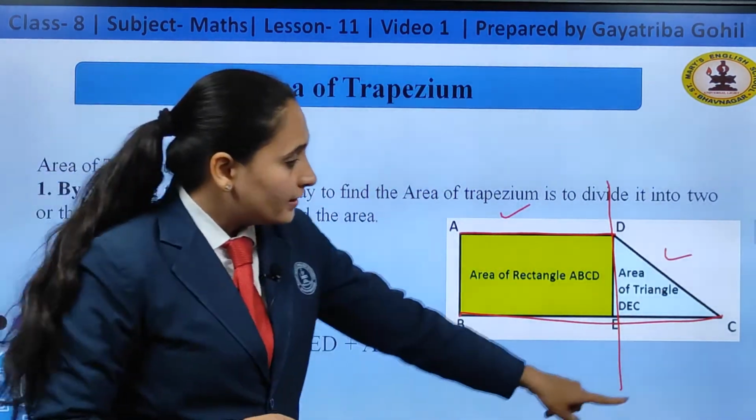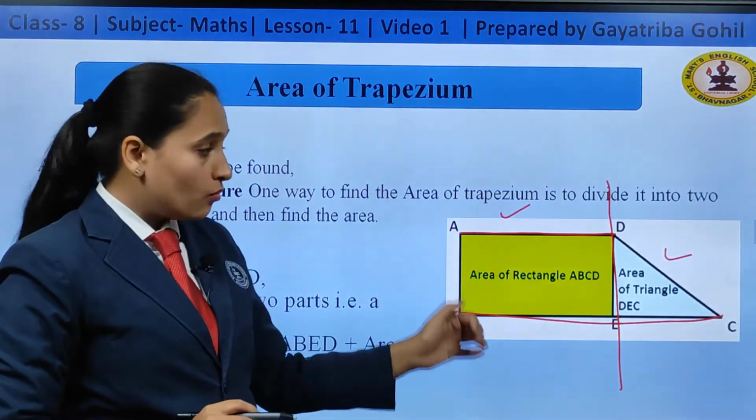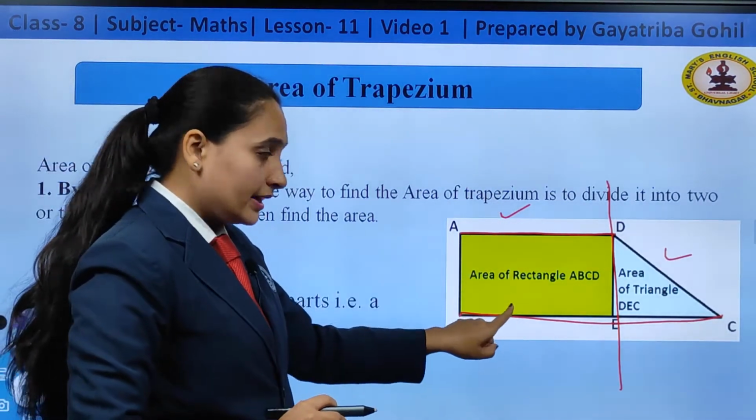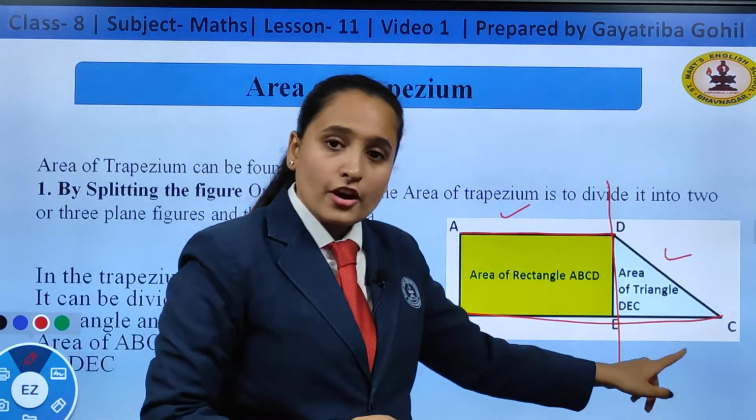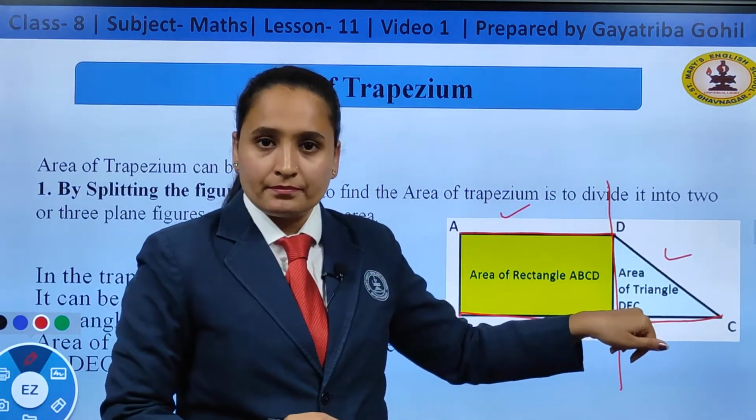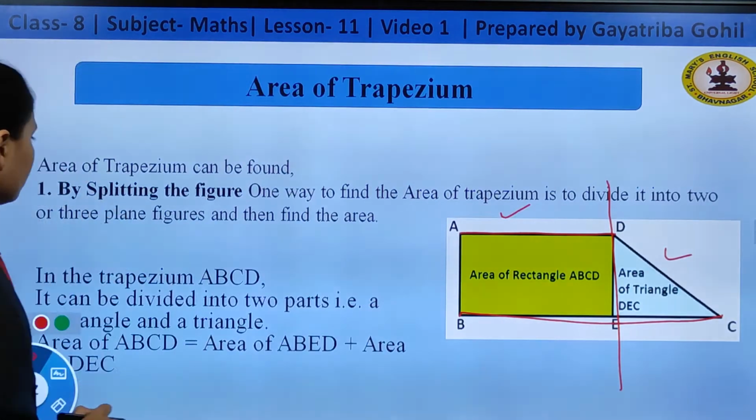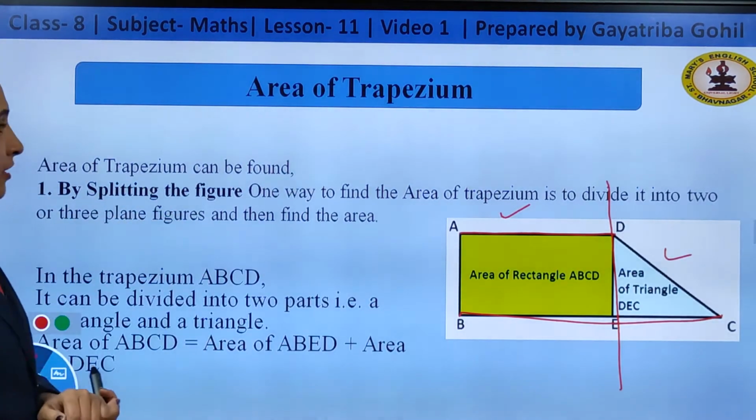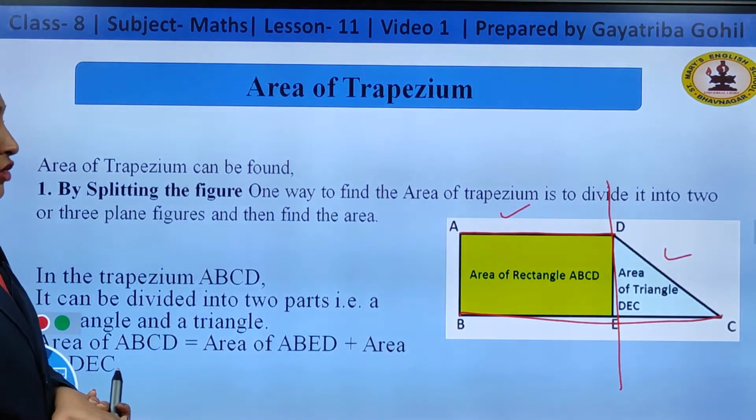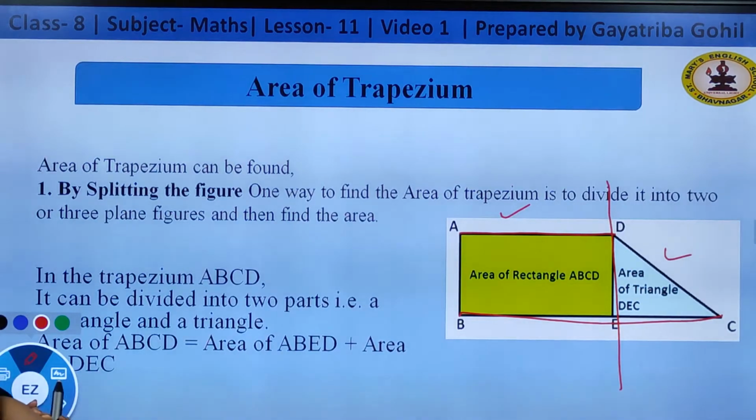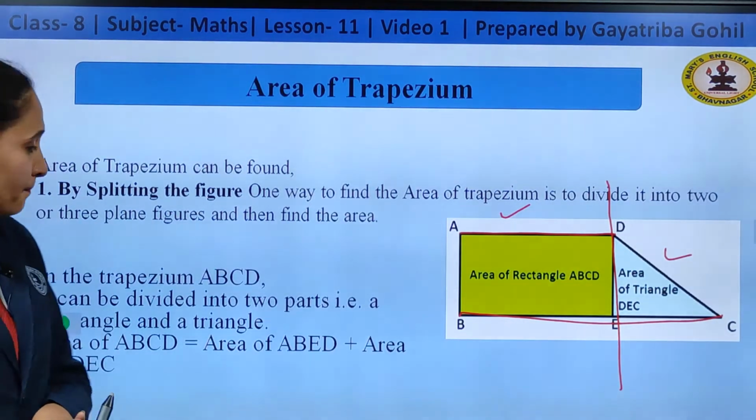So, in order to find the area of this full shape, first I will find the area of the rectangle, then the area of the triangle, and I will add them. As a result, I will get the area of the trapezium. By splitting the figure, one way to find the area of a trapezium is to divide it into 2 or 3 plane figures and then find the area.